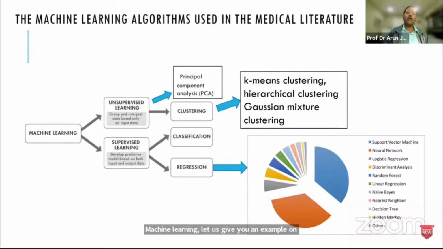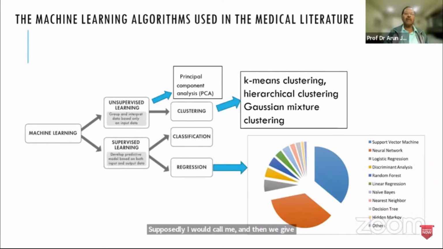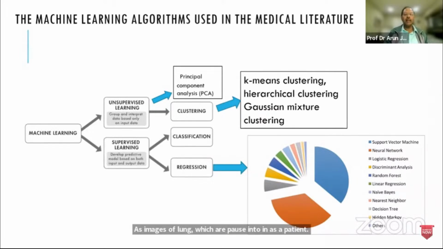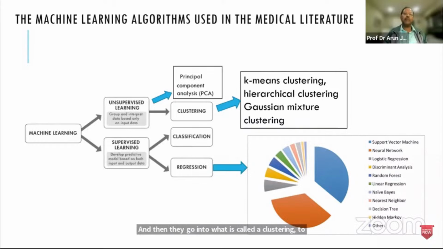In supervised learning, suppose you have COVID, and we give images of lungs which are positive in patients of COVID, and then training would be done to find out where these images are present, and it will find out whether it could be COVID or not. In unsupervised machine learning, all X-rays of positive patients would be given, and all those images would be classified, and then they go into what is called clustering to find out which image, which opacity, is positively correlated with COVID.